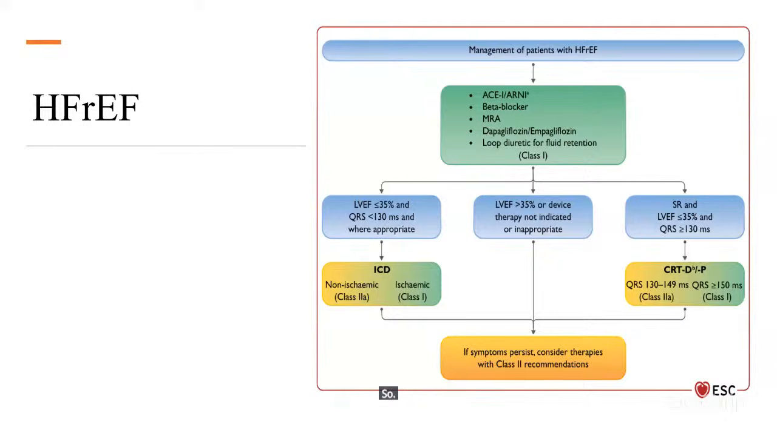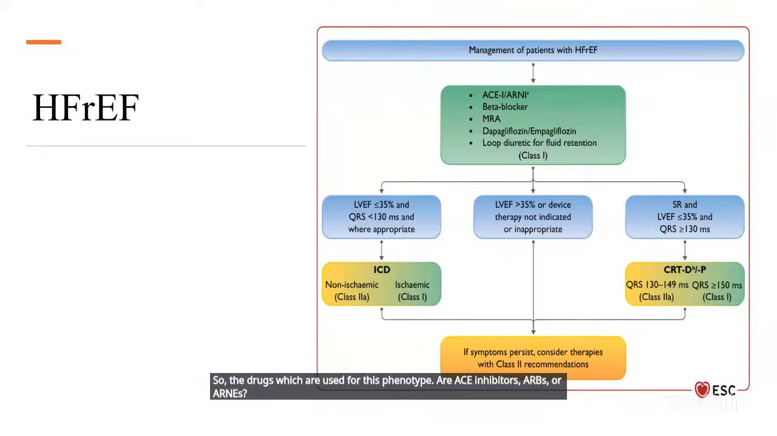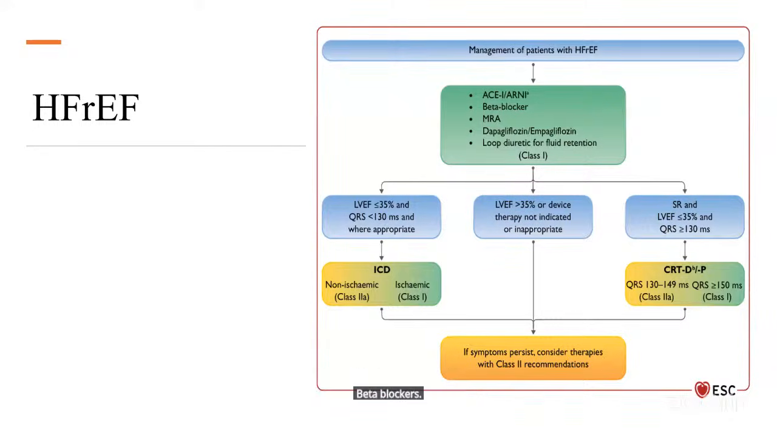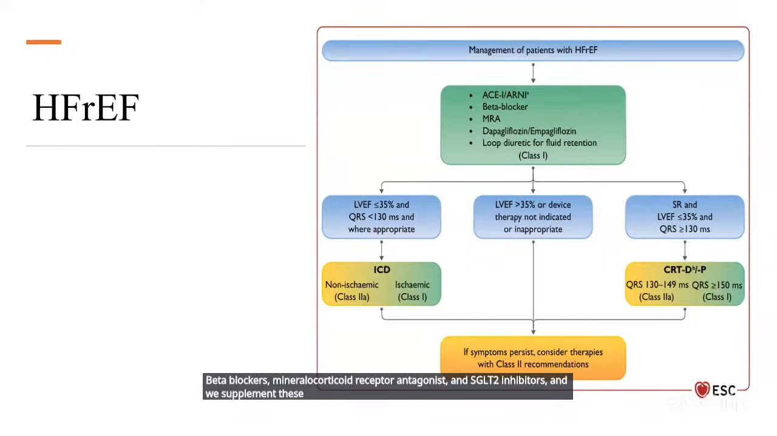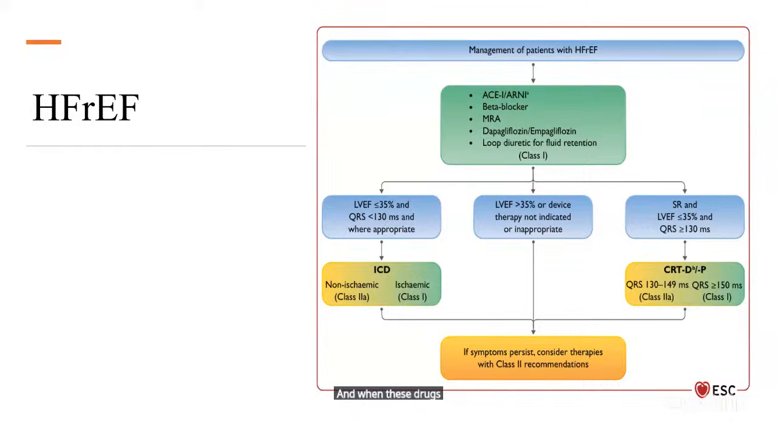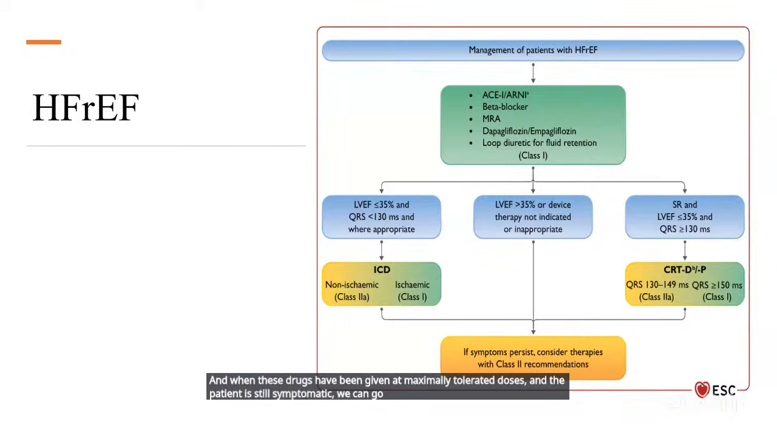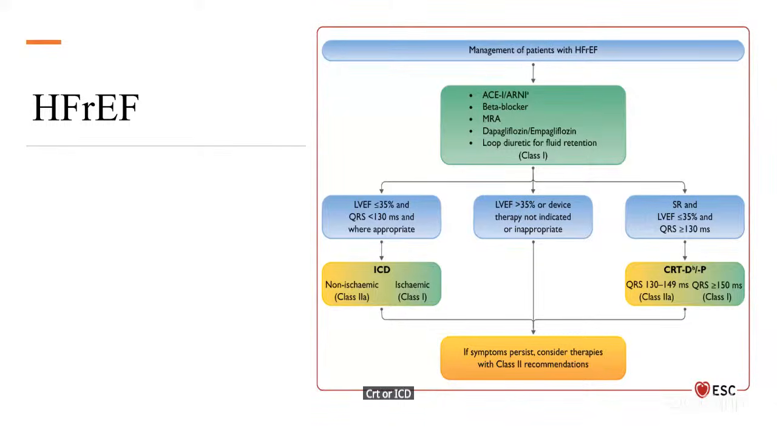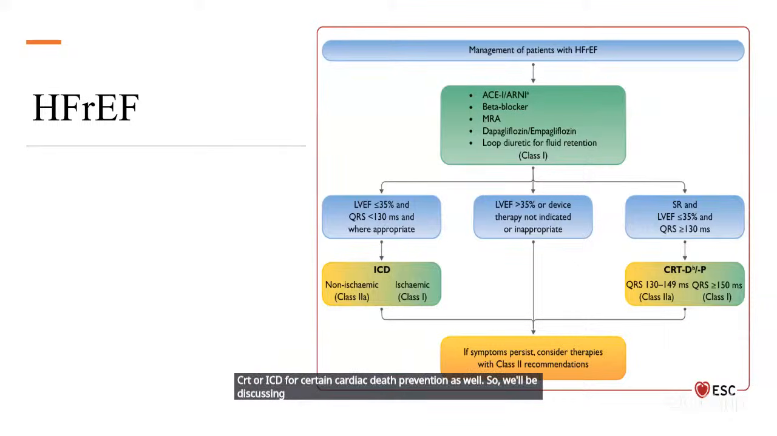The drugs used for this phenotype are ACE inhibitors, ARBs or ARNIs, beta blockers, mineralocorticoid receptor antagonists, and SGLT2 inhibitors. And we supplement these patients with loop diuretics for fluid retention. When these drugs have been given at maximally tolerated doses and the patient is still symptomatic, we can go for other device therapies in the form of CRT, or ICD for sudden cardiac death prevention as well. We'll be discussing these drugs in detail subsequently.